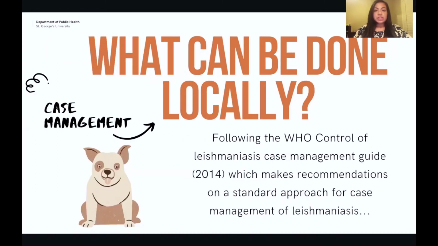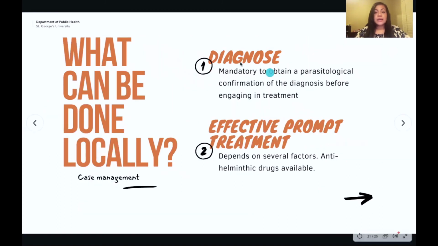Following the WHO Control of Leishmaniasis Case Management Guide from 2014, they actually make recommendations in their guide on how to approach a case if it does arise of leishmaniasis. So firstly, you must diagnose. The WHO makes it mandatory to obtain a parasitological confirmation of the diagnosis before engaging in treatment. So this is confirming the diagnosis by seeing the parasite in the laboratory.